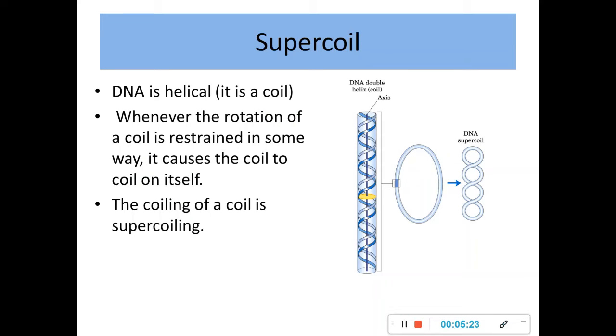Now, what is a supercoil? As we said earlier, DNA is a helical structure. Whenever the rotation of a coil is restrained in some way, it causes the coil to coil on itself. Now, this is a coil of DNA. If this one part of DNA is expanded and shown here, it is a double helix. So, you have a double helical DNA which is covalently closed and arranged here. Whenever it gets constrained, it will get entwined on itself and result in the formation of a DNA supercoil.